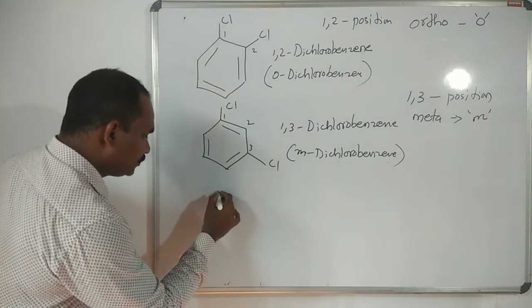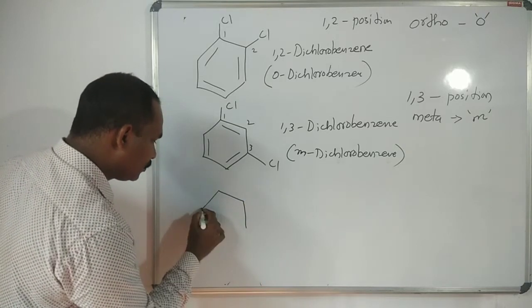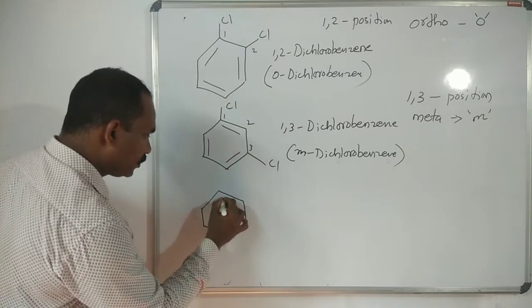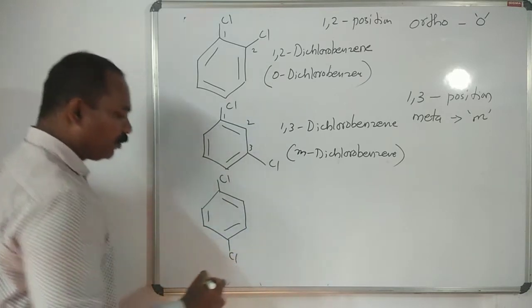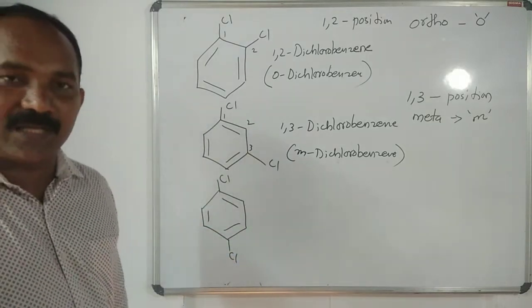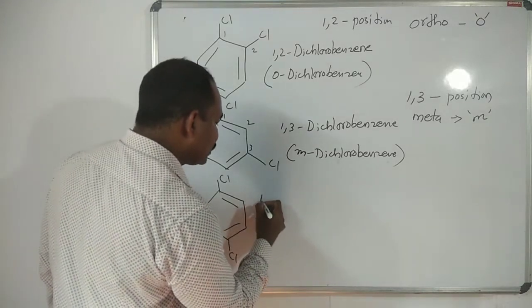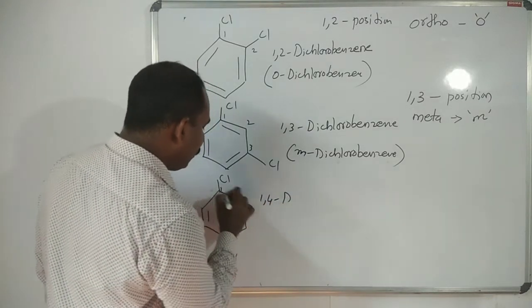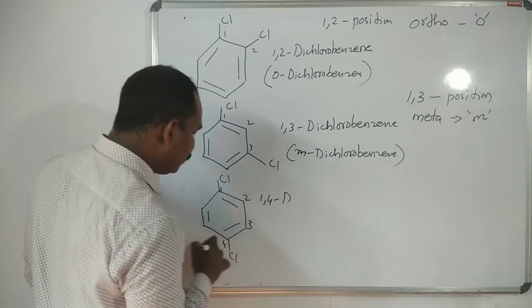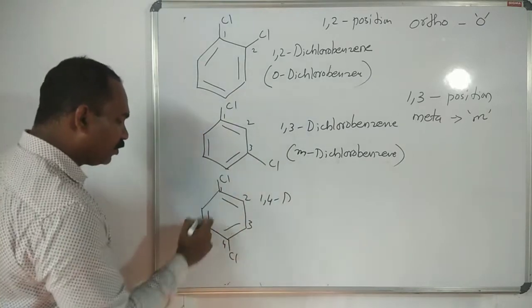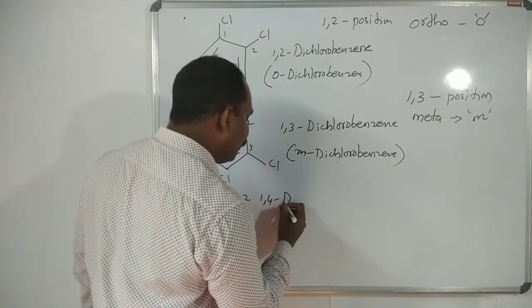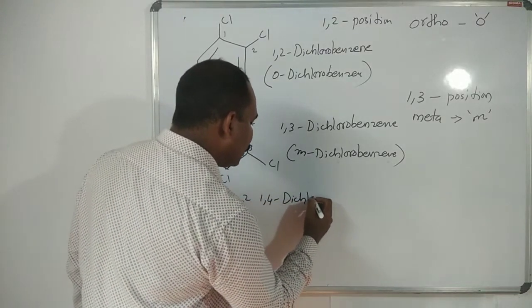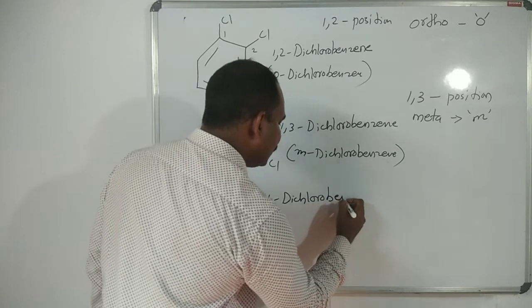Another one: Cl, and on the opposite carbon atom, another Cl atom. This is 1, 4. 1, 2, 3, 4. Both numberings are correct. So this is 1, 4 dichlorobenzene.